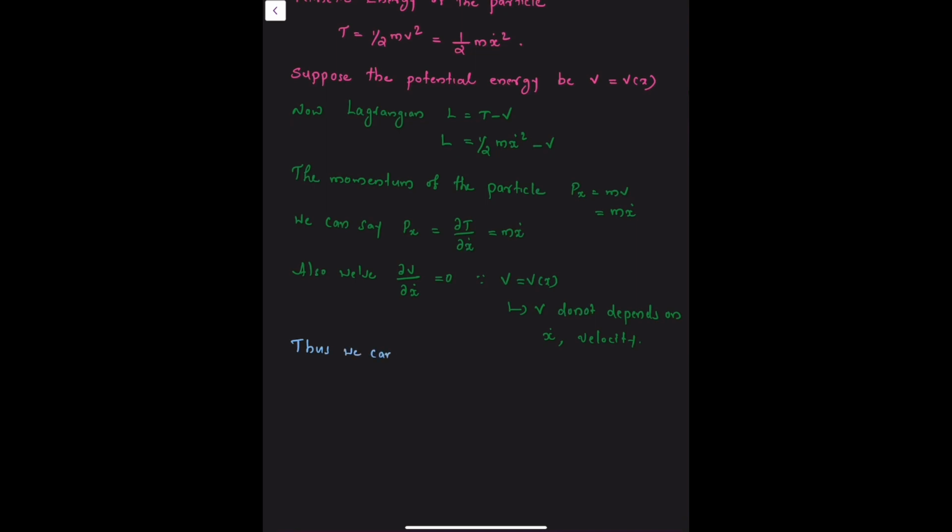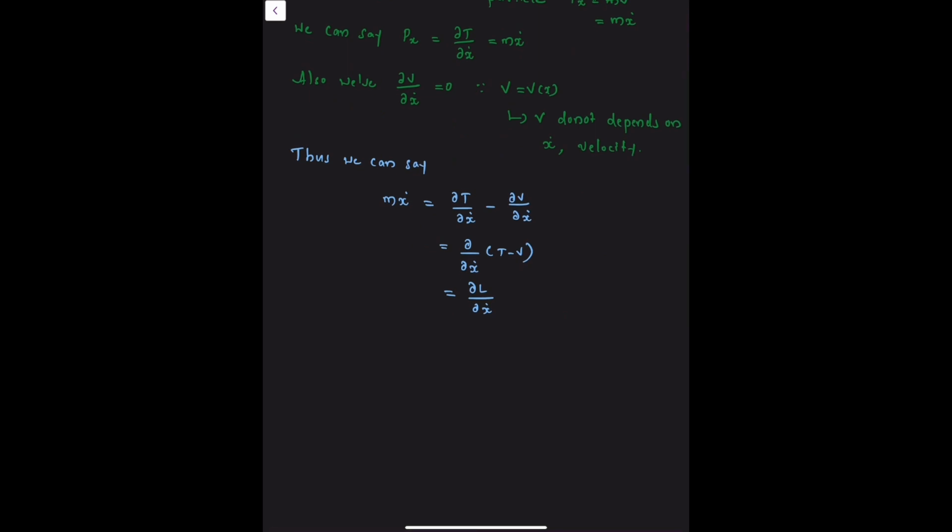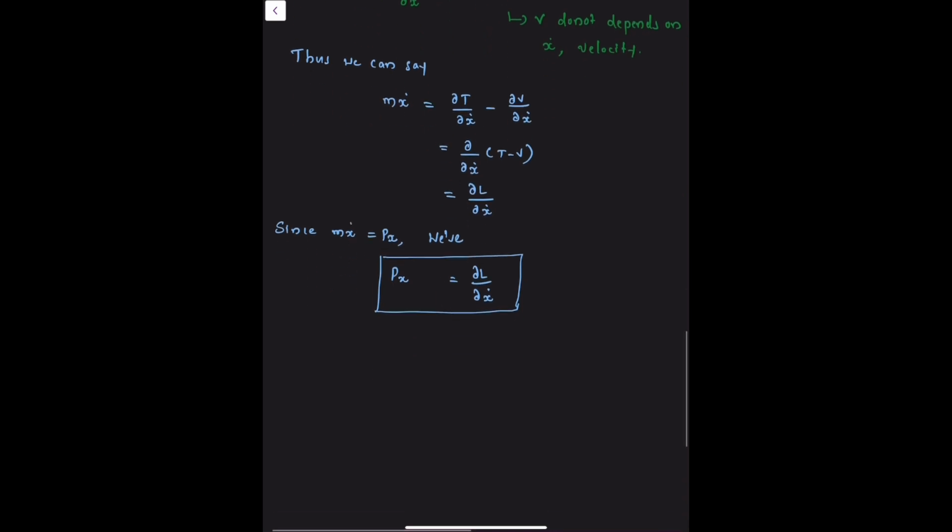Now we can write this expression px, that is nothing but m x dot, the momentum, as dou T by dou x dot minus dou V by dou x dot. We can write like that because dou V by dou x dot equal to 0, and this is nothing but dou by dou x dot of T minus V, or dou L by dou x dot. That is the momentum px, equal to dou L by dou x dot. This is an important result. This is because the potential energy is independent of velocity.